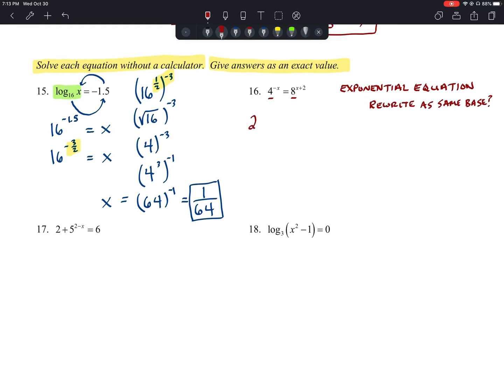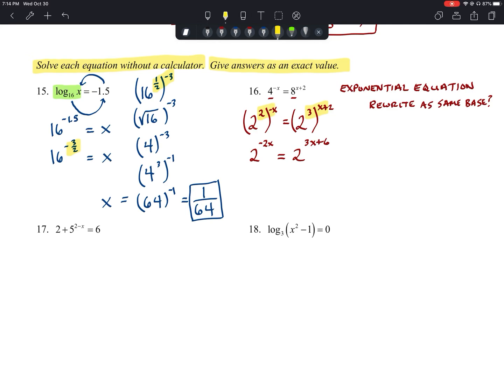So if we write this as 2 to the 2nd power, and we raise it to the power of negative x, and 8 we can call 2 to the 3rd power, and then it's still being raised to the power of x plus 2. Now we'll apply the property that says when we raise a power to a power, we multiply. So we're looking at 2 to the power of negative 2x is equal to 2 to the power of 3x plus 6. I just distributed it through.